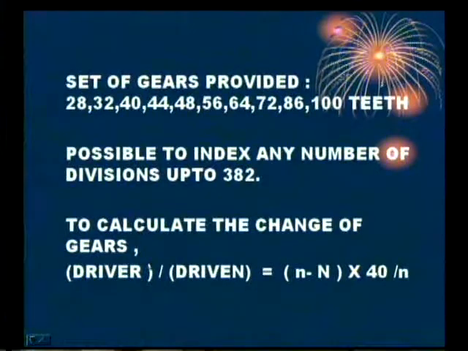But selecting or providing gears on the head is important here. So, the driver is the gear on the spindle directly. The spindle drives this. The motion is transmitted from the spindle head, and the driver and driven ratio is given by (n minus N) into 40 by n. Here capital N is the number of divisions that are to be indexed.